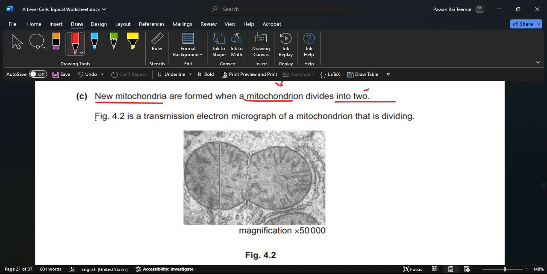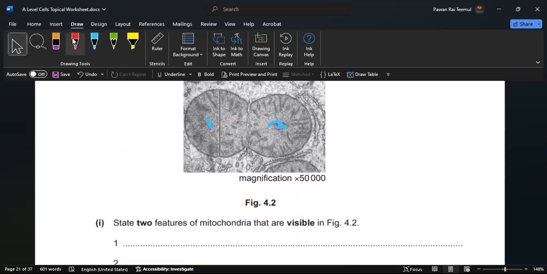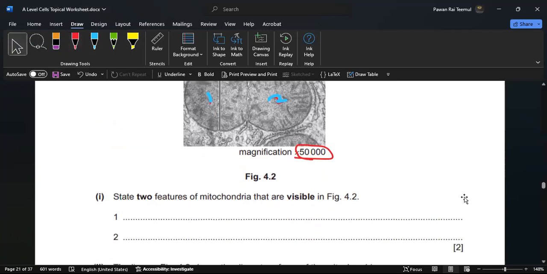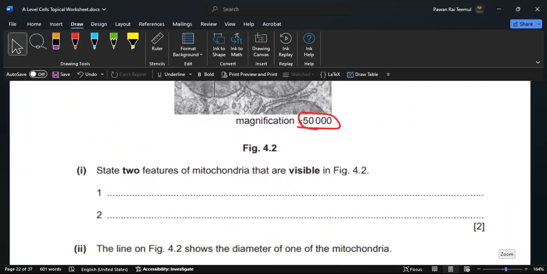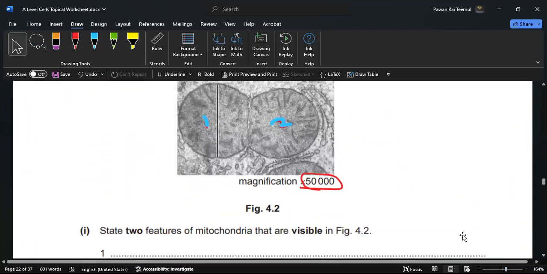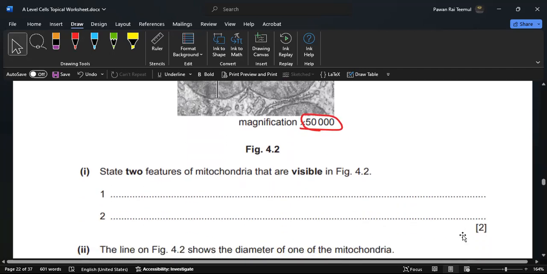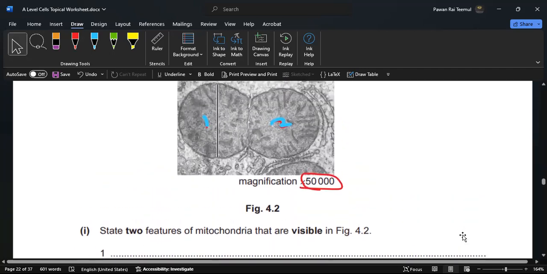So this is a transmission electron micrograph of a mitochondrion that's dividing. That should be our first, and that's the second mitochondria. Mitochondria 1 and mitochondria 2. It's very interesting. That's a 50,000 magnification, by the way. Digitally we won't really be able to do these magnification questions because it'd be difficult to measure, but you get the idea, right?